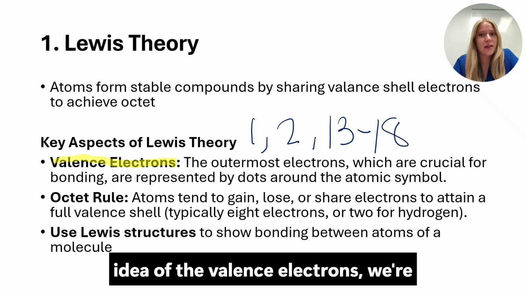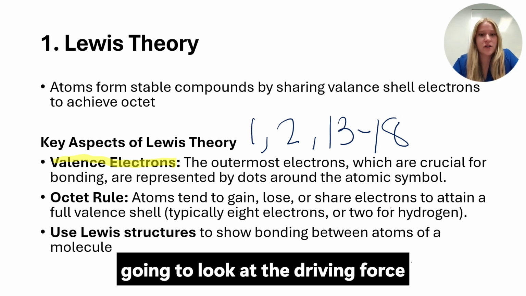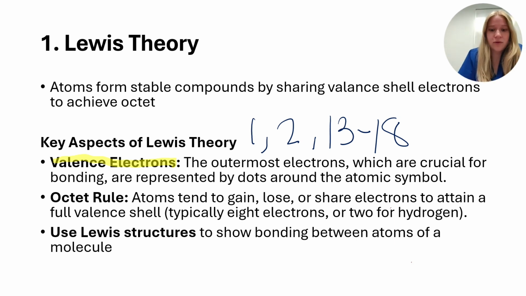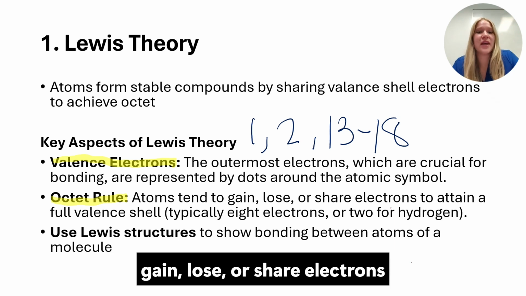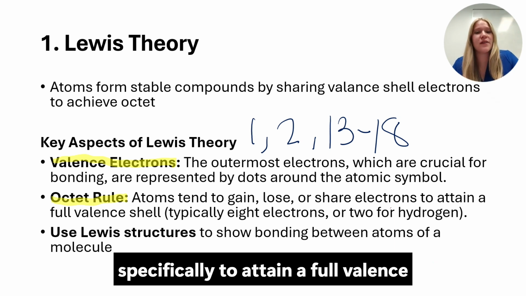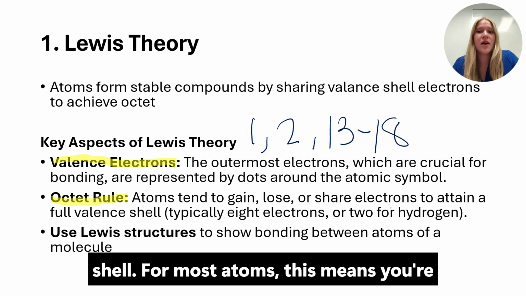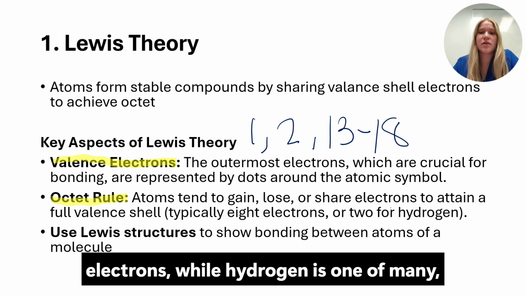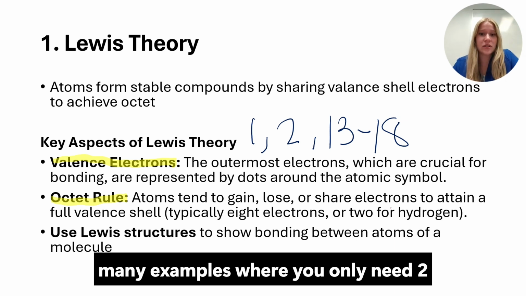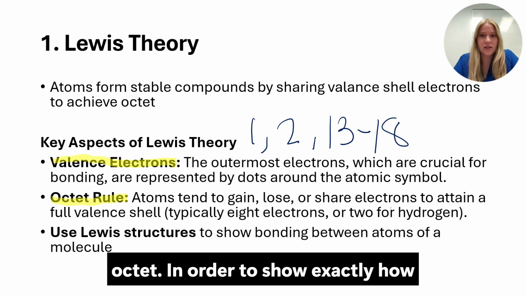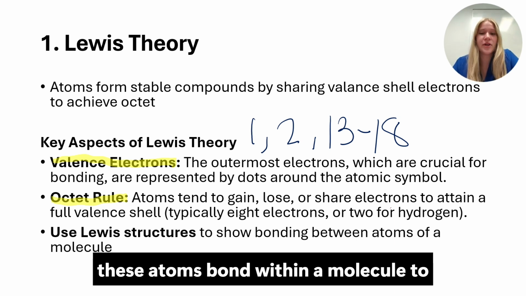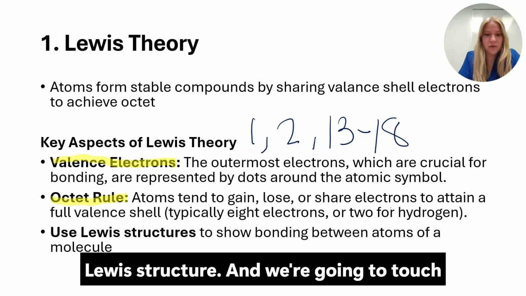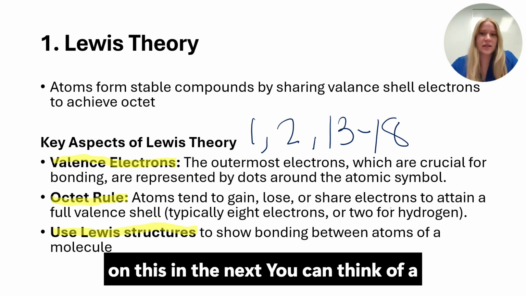Building on this idea of the valence electrons, we're going to look at the driving force behind the octet rule. This principle states that atoms tend to gain, lose, or share electrons, specifically to attain a full valence shell. For most atoms, this means you're going to be reaching a total of 8 electrons, while hydrogen is one of many examples where you only need 2 valence electrons to form that stable octet. In order to show exactly how these atoms bond within a molecule to achieve this stability, we utilize the Lewis structure, and we're going to touch on this in the next slide.